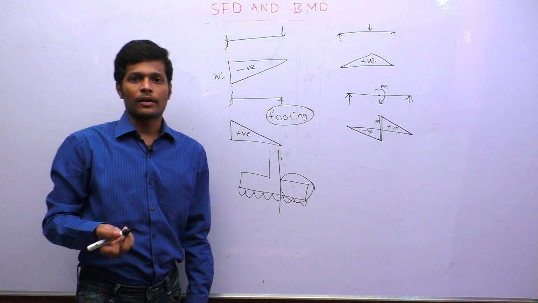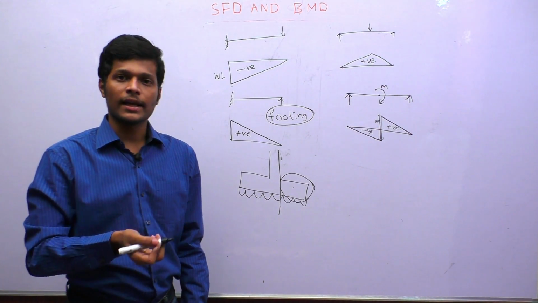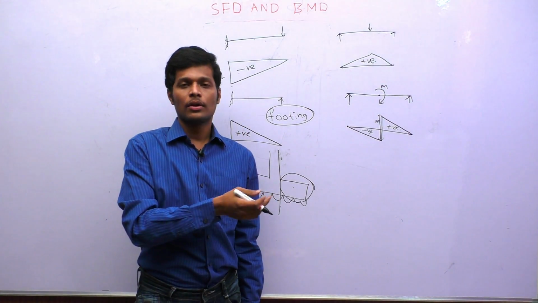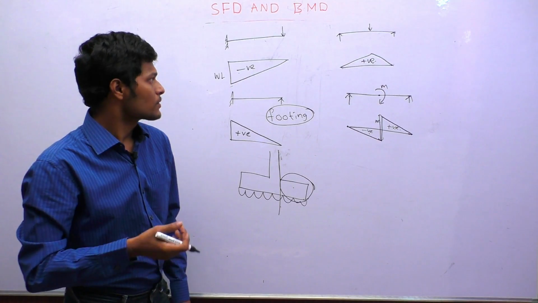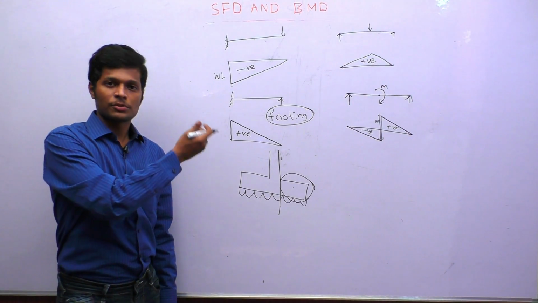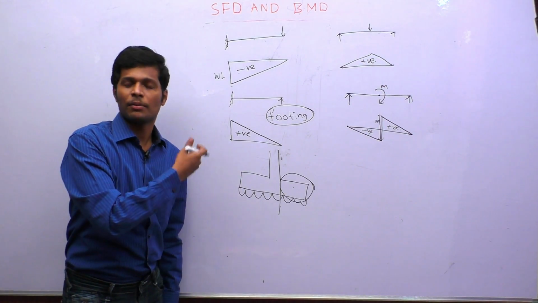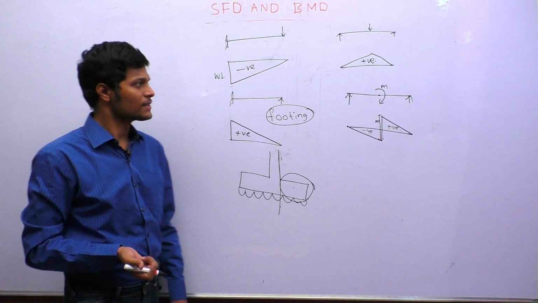So how do we find whether a beam is sagging or hogging? We try to find whether it is sagging or hogging to place the reinforcement. Suppose it is sagging, we place the reinforcement at the bottom. If it is hogging, we place reinforcement at the top. Anyway, I will be explaining this in detail in concrete structures.